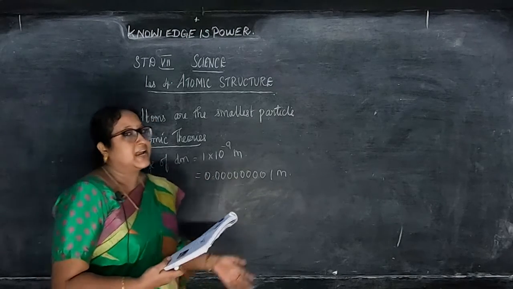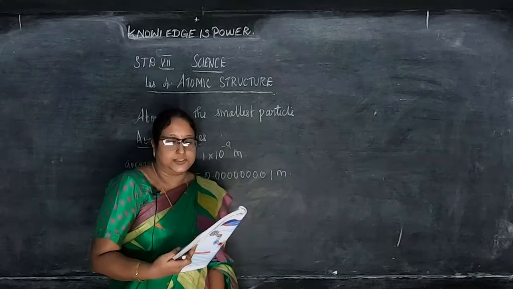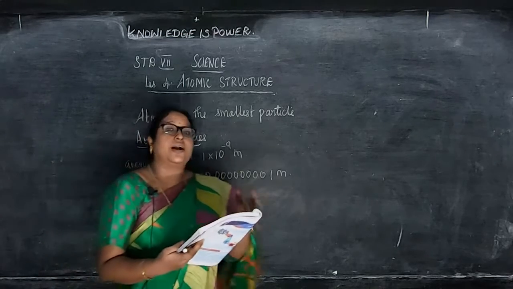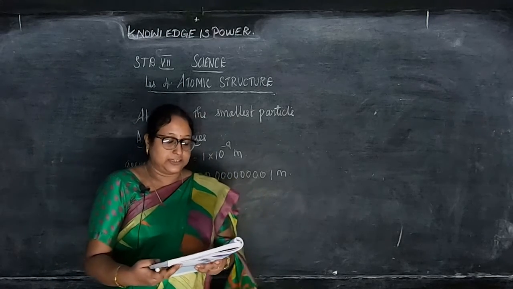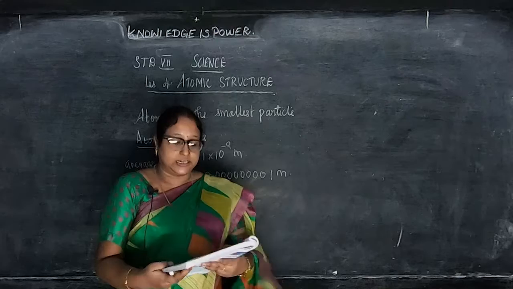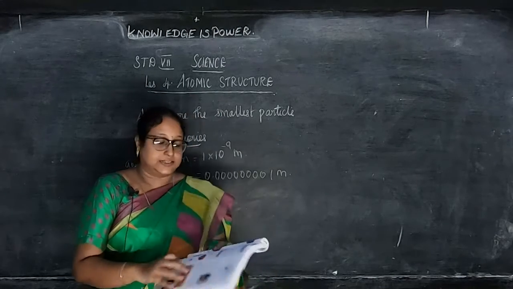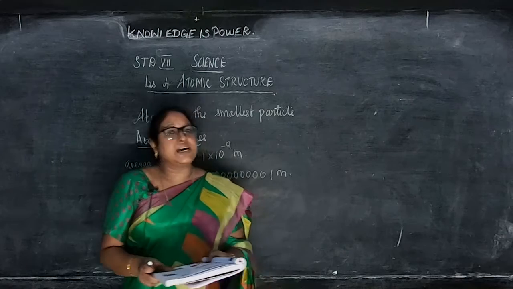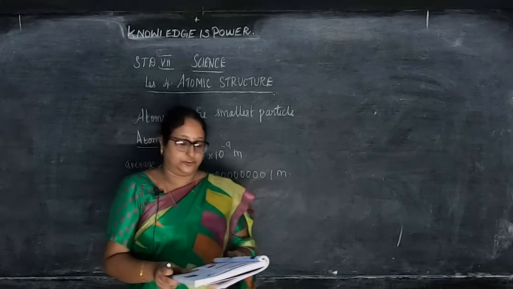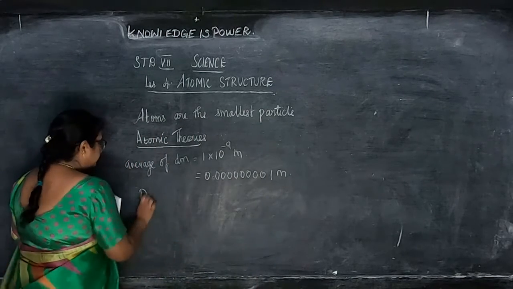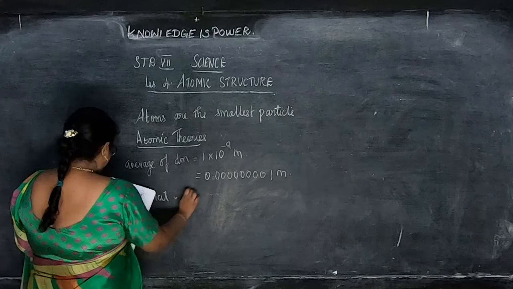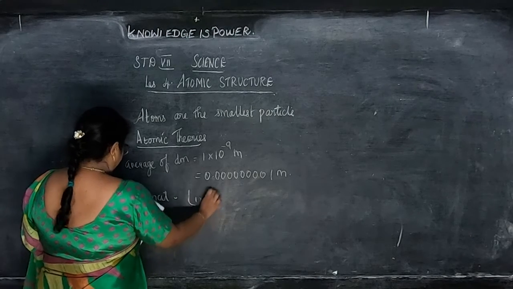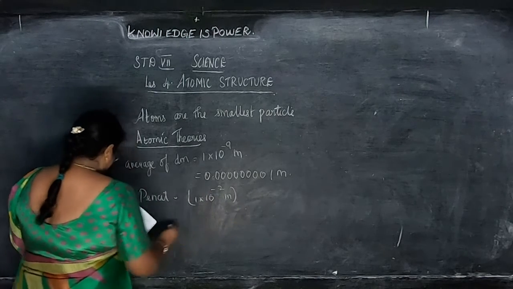Then to understand the size of an atom, we have to see the size of known things. So how will you understand the size? Let us find what is the size of known things. All 4 pictures are given there: pencil, red blood cell, virus and the dust particle. So first pencil, if you take, it is 1 into 10 to the power of minus 2 meter.